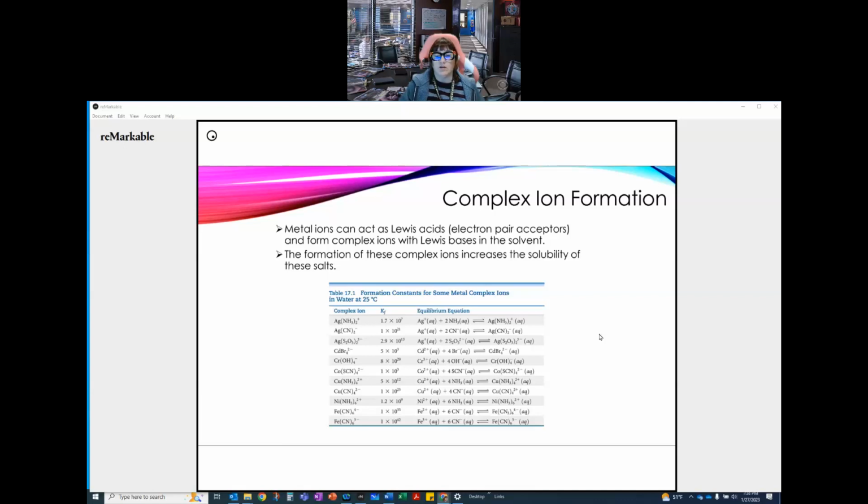So if we have silver, and we need to get more silver in solution than we could through some salt that we had, we are able to add ammonia to that. That pulls that silver into solution. And so since the silver is going into this complex, then it comes out like if it came from AgCl, right?